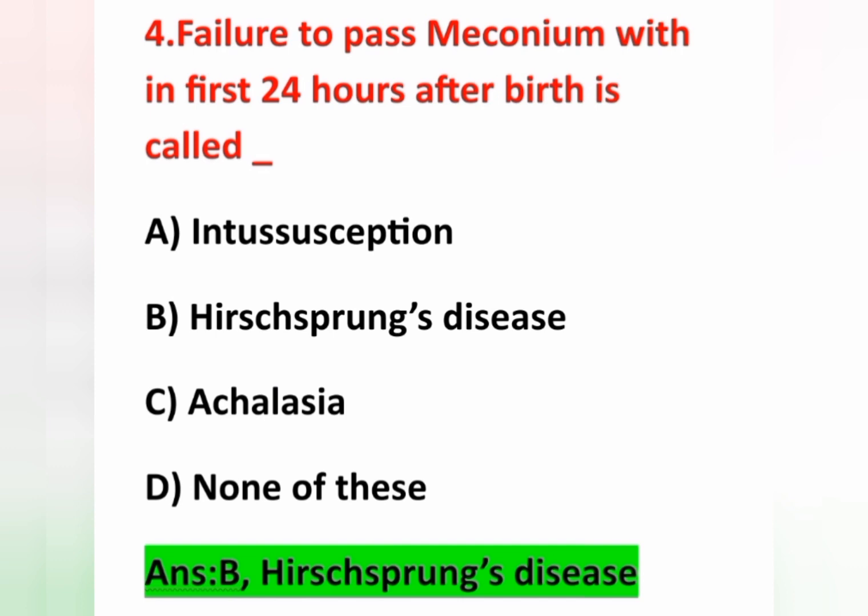Achalasia, option C, is an esophageal motility disorder characterized by absence of esophageal peristalsis. Intussusception, option A, is the telescoping of one portion of the bowel into another portion. Here our answer is option B, Hirschsprung disease.